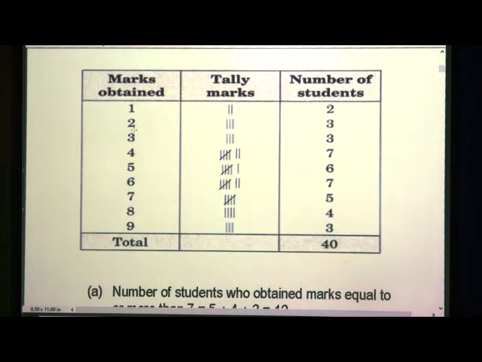2 marks are obtained by 3 students. 3 marks are obtained by 3 students. 4 marks are obtained by 7 students. 5 marks are obtained by 6 students. 6 marks are obtained by 7 students. 7 marks are obtained by 5 students. 8 marks are obtained by 4 students and 9 marks are obtained by 3 students. So this is the table.